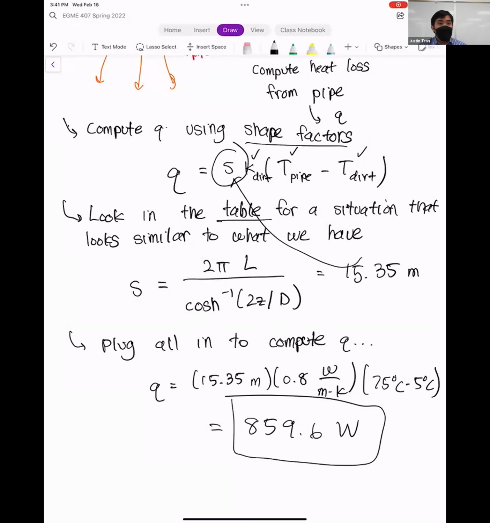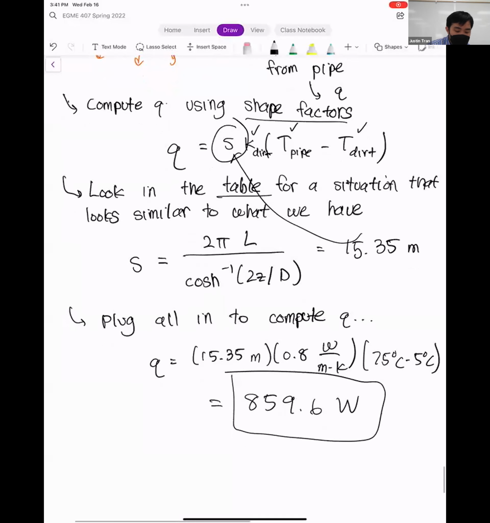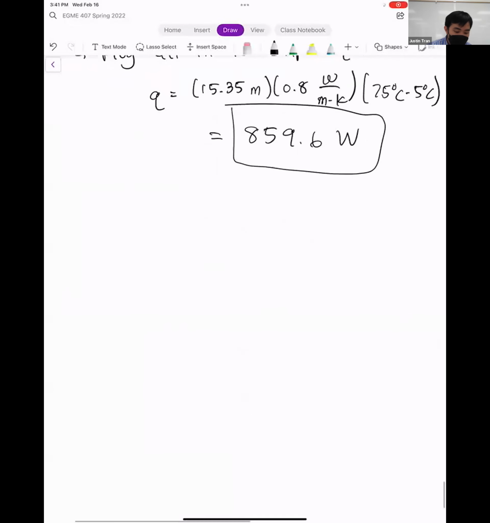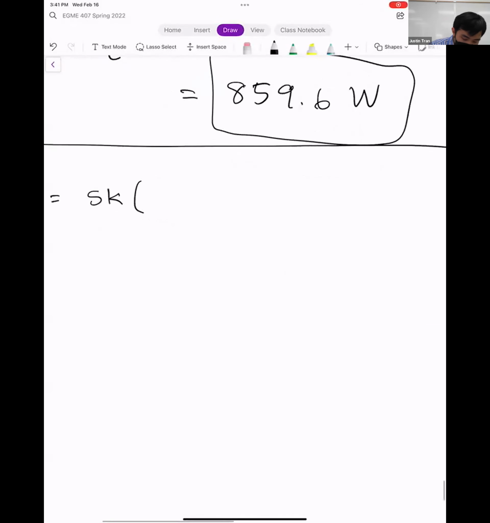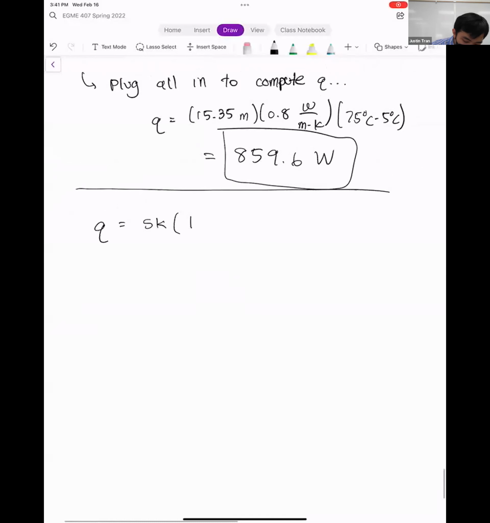There's one more concept that I want to give you before we part for this week. It's with regards to this equation right here. We've actually seen an equation like this many times before. Let me write it down here again. We have Q is equal to SK multiplied by T1 minus T2.